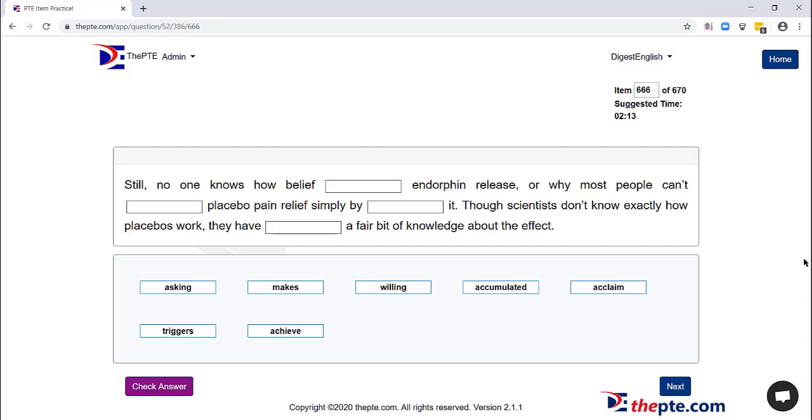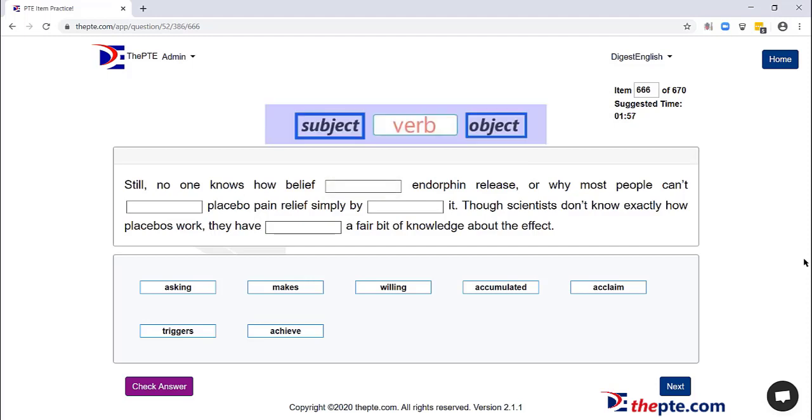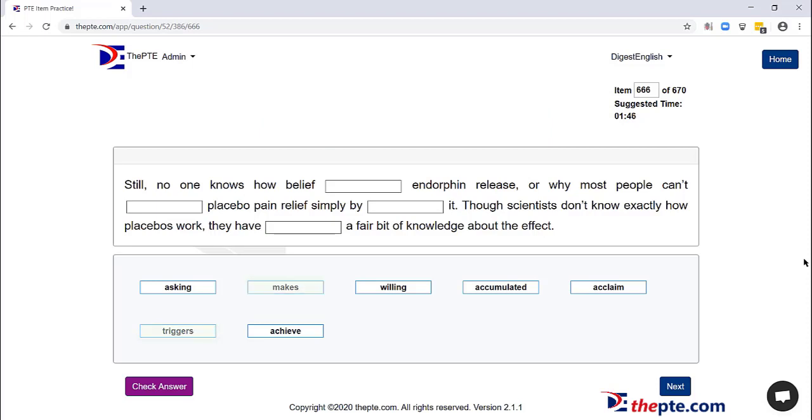As you can see, before the first gap, you have belief, which is the subject of the sentence, and after the gap, you have the object. Thus, you need a verb in the gap according to this rule. And since belief is singular, your verb needs to be accompanied by the third person s. Out of the 2 possible answers, triggers is the answer based on its collocation.